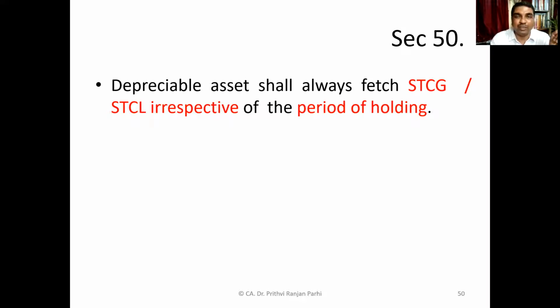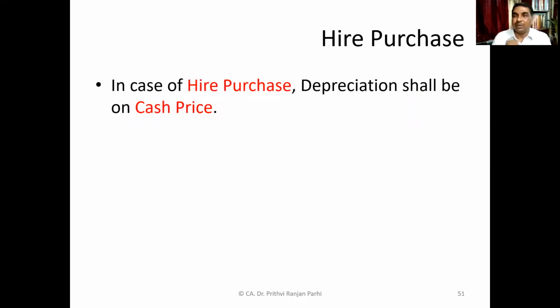Keep this point in mind. Many times, assets are purchased on a hire purchase scheme and hire purchase system. They pay money in installments and the asset is acquired on a hire system. In this case, income tax law allows depreciation on the cash equivalent price. Suppose a car is purchased on hire purchase basis, but the cash equivalent price of the car is 6 lakh rupees.